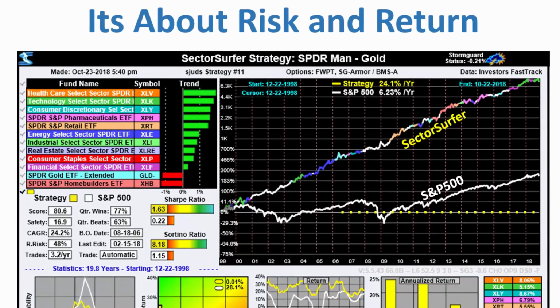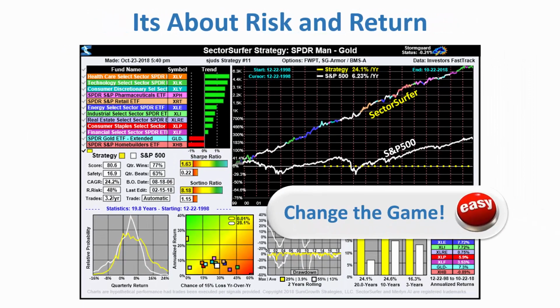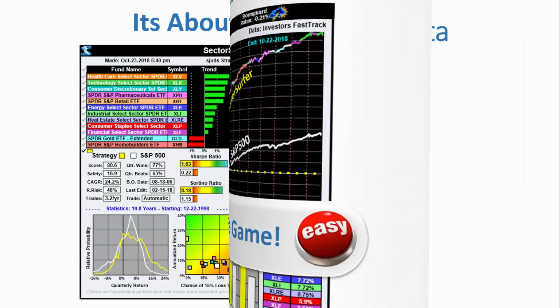Considering the improvement in returns, 24% versus 6.2%, and the outstanding improvement in safety as measured by the Sharpe ratio, 1.6 versus 0.2, isn't it time to change the game? Next, I'll show you why SectorSurfer works and that it is really easy to use.